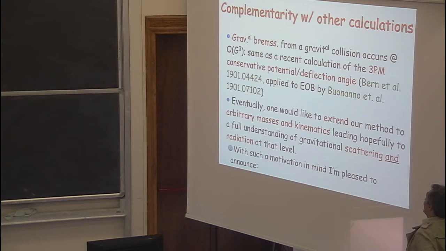And the last slide is to say that there is complementarity, in my opinion, between all this and what people are now recently doing on calculating the 3PM conservative potential, Bern and company in particular, which can be applied to the effective one-body potential of Damour and Buonanno, which are very relevant for computing the gravitational waveforms when you have these binary mergers. So eventually, we would like to extend this method to arbitrary masses and kinematics, leading hopefully to a full understanding of gravitational scattering and radiation at that level of 3PM, which means two loops.